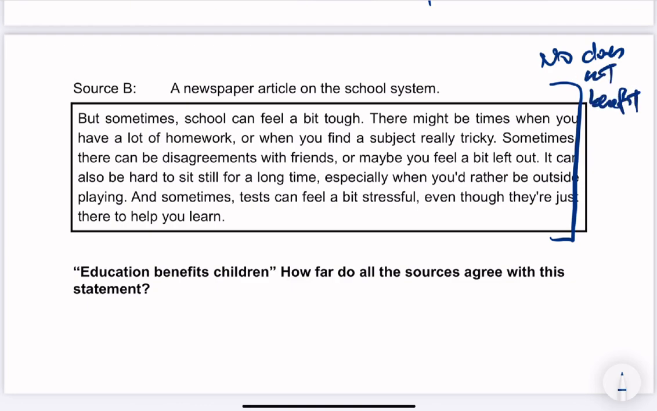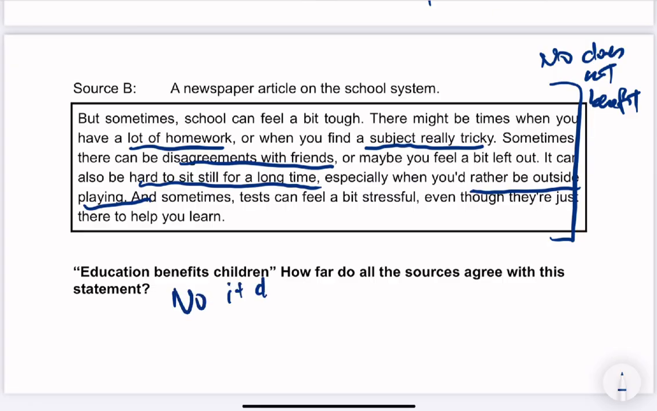Now when you look at this source, you see: subject may be tricky, a lot of homework, disagreement with friends, hard to sit still for a long time, you'd rather be outside playing. So does education benefit the child here? No, it does not benefit the child. There are many things we can look at: a lot of homework, subject may be tricky, disagreement with friends, hard to sit still.